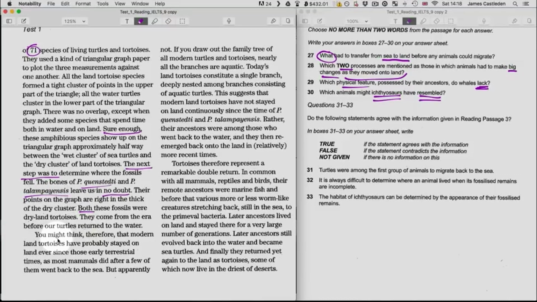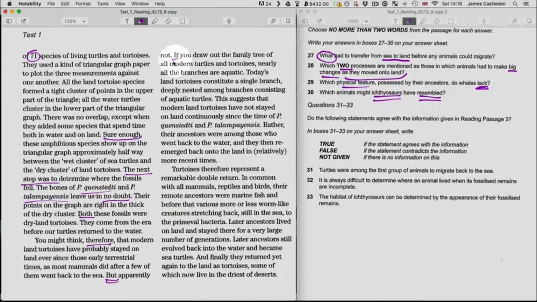You might think, therefore, that modern land tortoises have probably stayed on land ever since those early terrestrial times, as most mammals did after a few of them went back to the sea. But apparently not. There's a useful phrase, this suggests that, and also therefore, in common with, so related to like, also a useful phrase. Later.